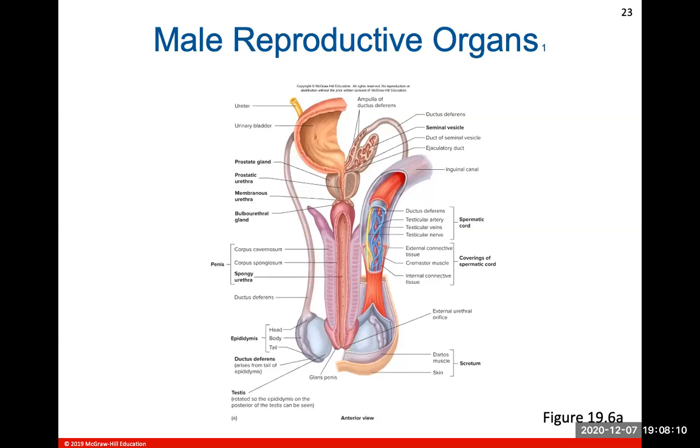This is a better picture showing the duct system and how everything's connected together. So here's the scrotum with the testes, the epididymis, and then the vas deferens, which travels up and around the bladder.